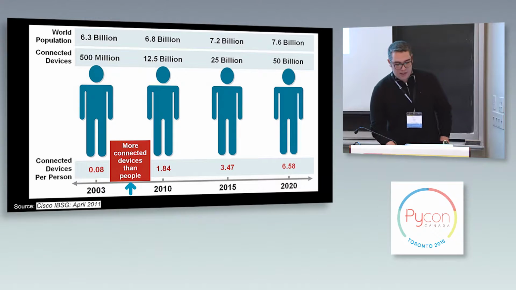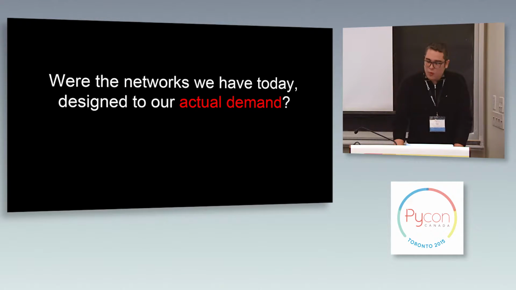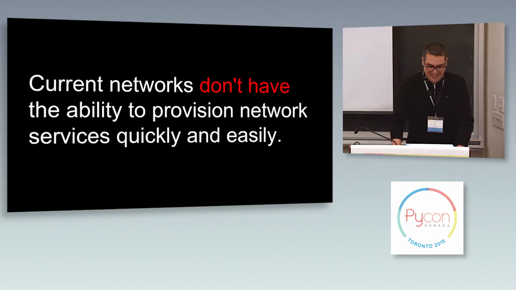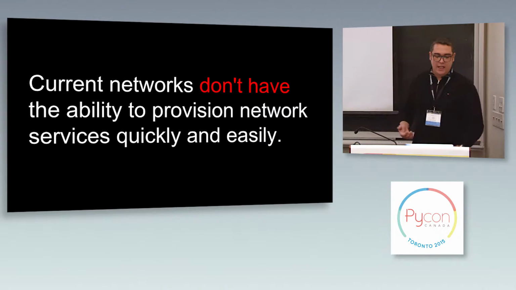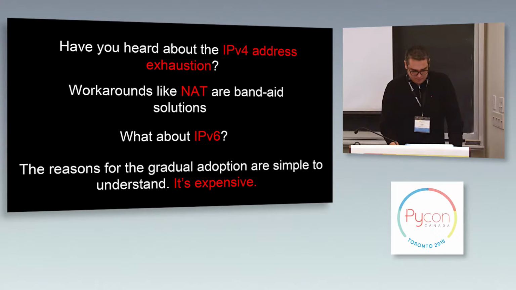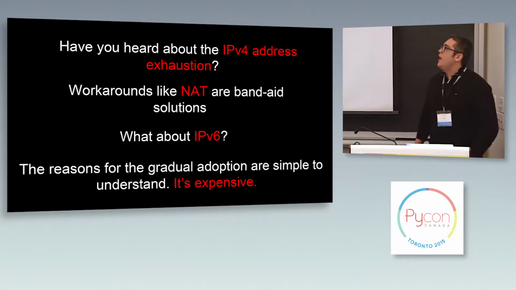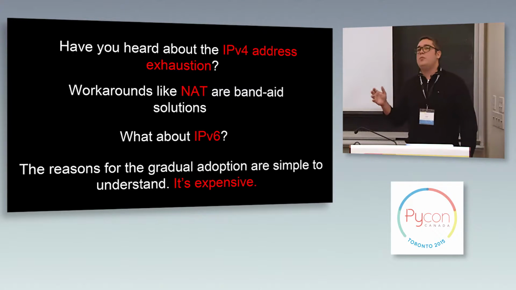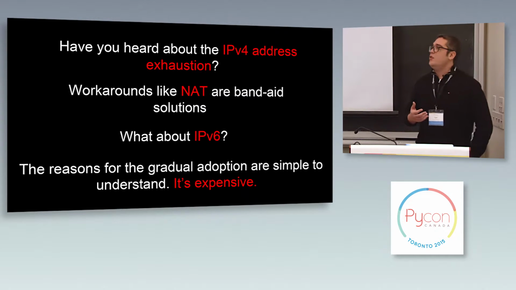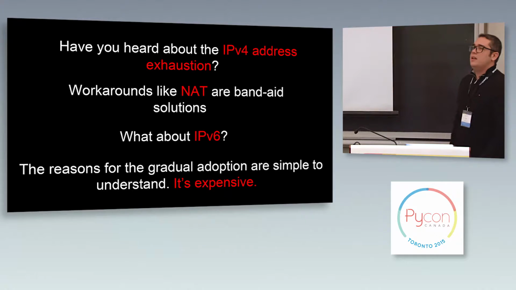So I have a question for you guys, and I know you are smart enough. Was the network we have today designed for our actual demand? It's an easy question to answer. The current networks don't have the ability to provision network service in the way that we need today, quickly and easily. I'm pretty sure you have heard about IPv4 address exhaustion, and I'd like to talk about it because I'd like to give you a little bit of context about how networks are difficult to change, to innovate.